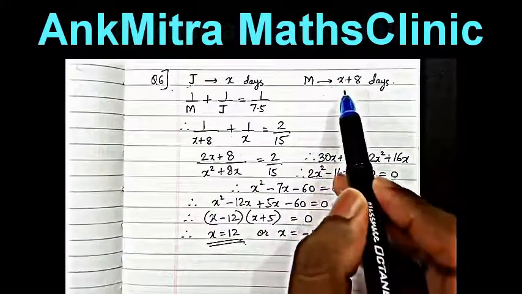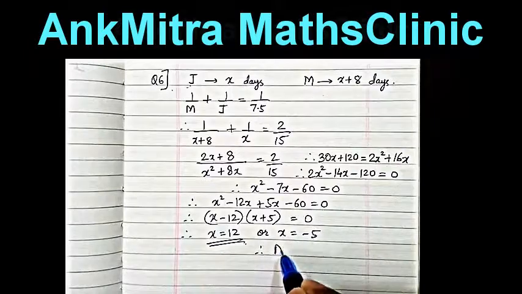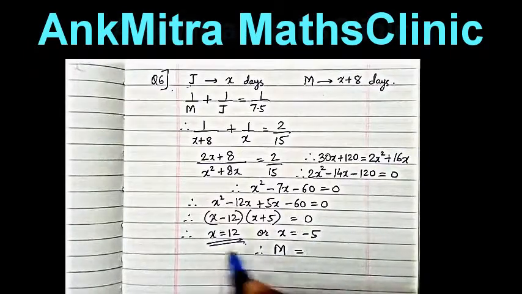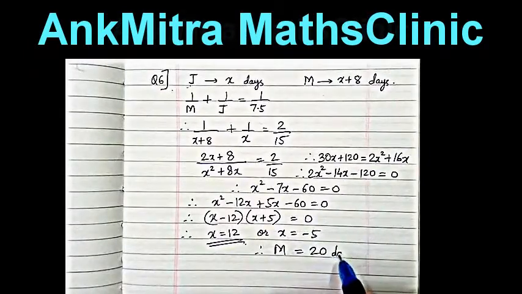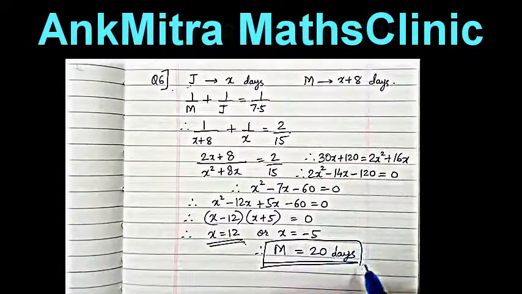We are supposed to find the number of days that Mohan takes to finish the work. Therefore Mohan's number of days will be 12 plus 8, that is 20 days. This will be our required answer for the problem.